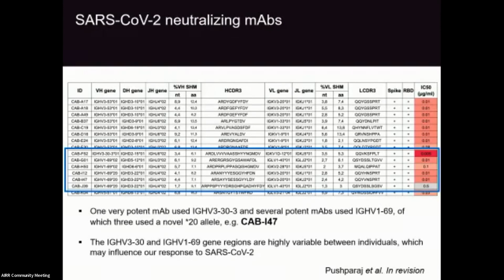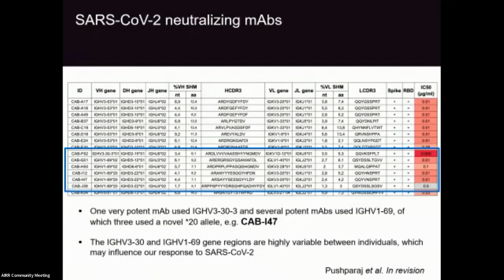But we honed in on the genes that I mentioned to you that we thought were particularly interesting: 169 and 330-3. We had one 330-3 antibody that was very broad, including neutralizing the variants of concern. And then we had one that was less broad, but very potent, called CAB-147. And that's the one I'm going to dive into a little bit for a moment.